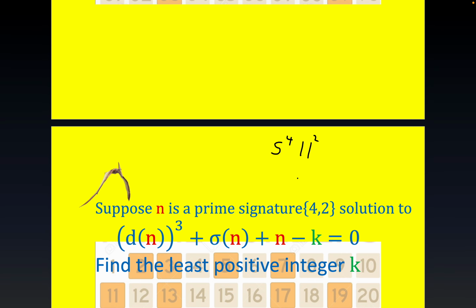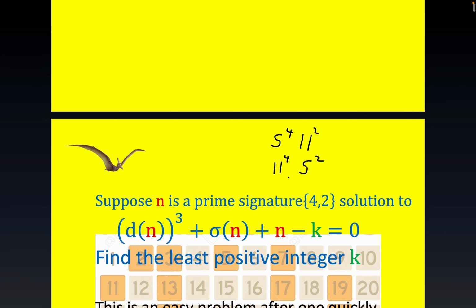Now also, there's nothing special about the assignment of the exponents here. You could also write it as 11 to the 4th times 5 squared. And both of these numbers have the same prime signature. They're certainly different numbers, right? And of course, this would be the bigger number right here.